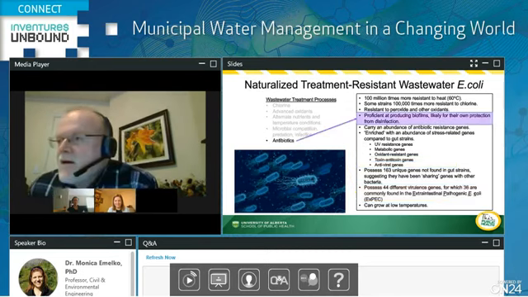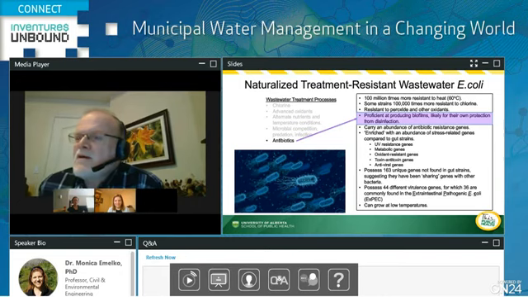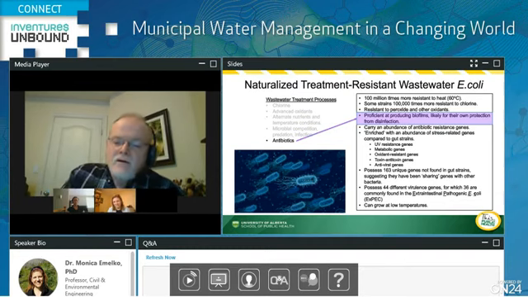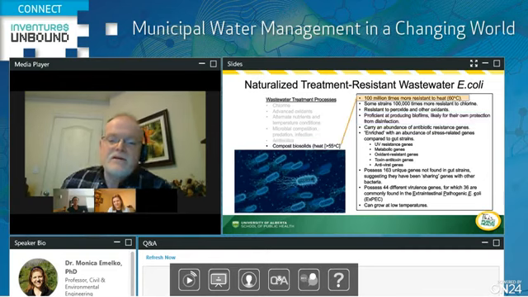Although we don't use antibiotics in treatment, antibiotic concentrations exist within wastewater. And what's remarkable about these naturalized treatment-resistant wastewater strains is they carry an abundance of antibiotic resistance genes. And we've already talked about the fact that they're resistant to heat.